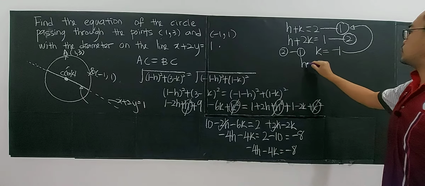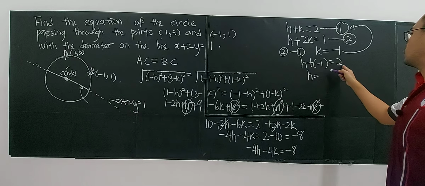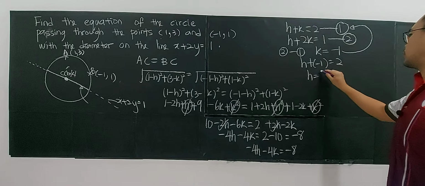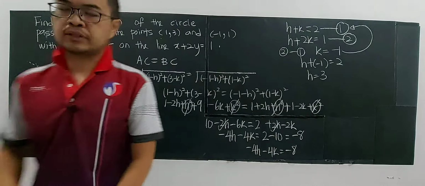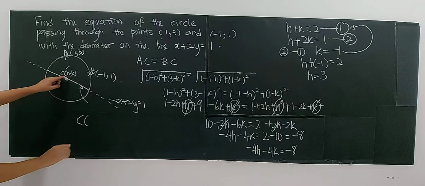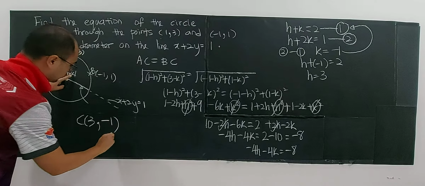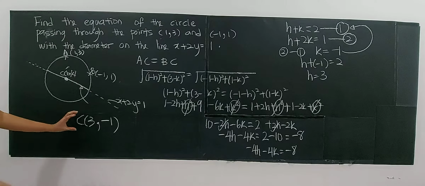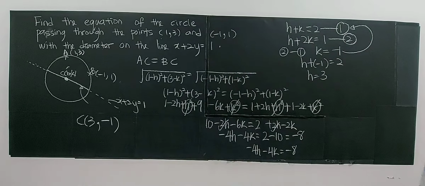So then you have h plus negative 1 equals 2, and adding 1 to both sides, you have 3. So then it is clear that the center of the circle is h equals 3 and k equals negative 1. Done. I have already found the center of the circle. One more piece of information I need to find the complete equation of the circle is the radius of the circle. Okay, let's see.